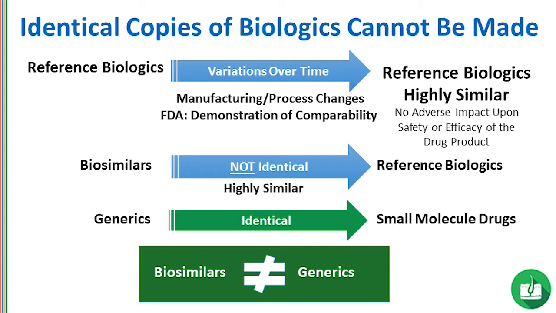So with generics, yeah, you can make the original small molecule the same from batch to batch, and the small molecule generics of it can be identical. But the reference biologics vary over time. They're a mixture of things. They're so complex, they can't be duplicated. Biosimilars are very similar to the reference biologic, but they're not going to be an identical product.